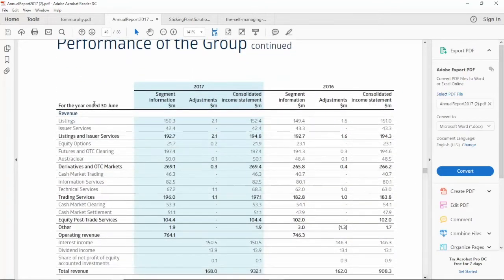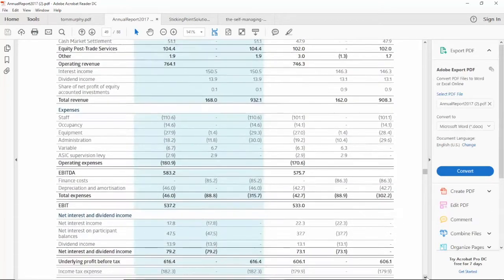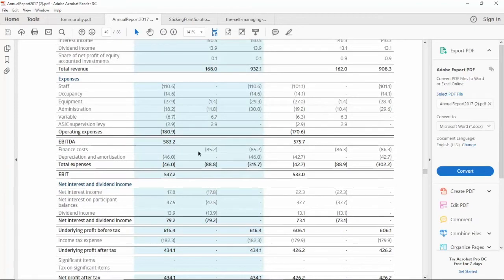This talks about the different segments, what they earned. Again, we've already gone over this a bunch of times. They're just restating it in different fashions. They're breaking out the revenue into all of their different business lines. And then down here, you get the expenses, and they bring in EBITDA. So they're just breaking everything down in a different way.